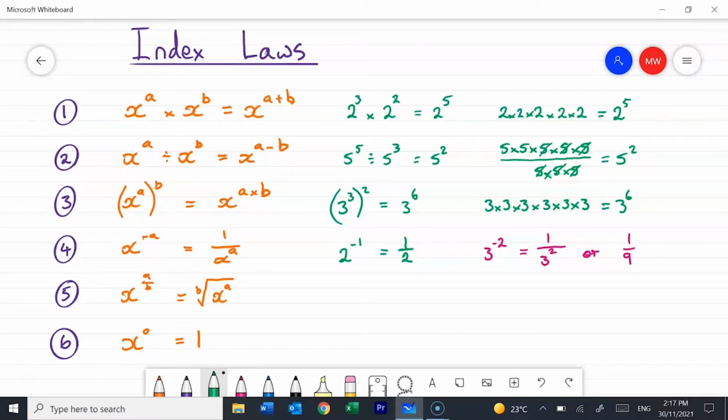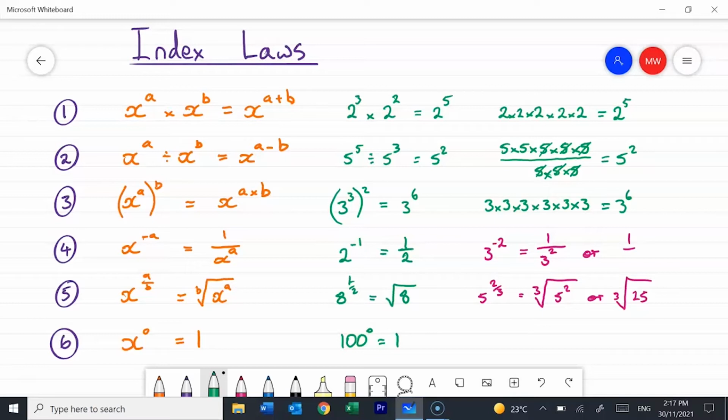In the fifth law, we've got fractions as indices. So if we take 8 to the half, this is really the same as writing the square root of 8. We'll do another example here as well, 5 to the 2/3, because we want to see where the numbers of the fraction go. This is equivalent to the cube root of 5 squared, or the cube root of 25 if we were to simplify that. And last of all, we've got the rule that anything to the power of 0 is 1. So it doesn't matter if it's 100 to the power of 0, that's also 1.